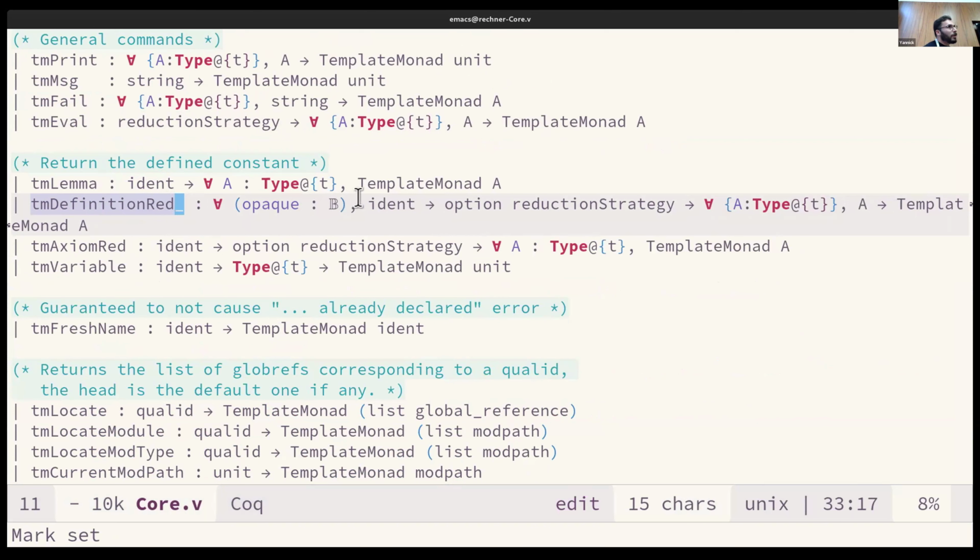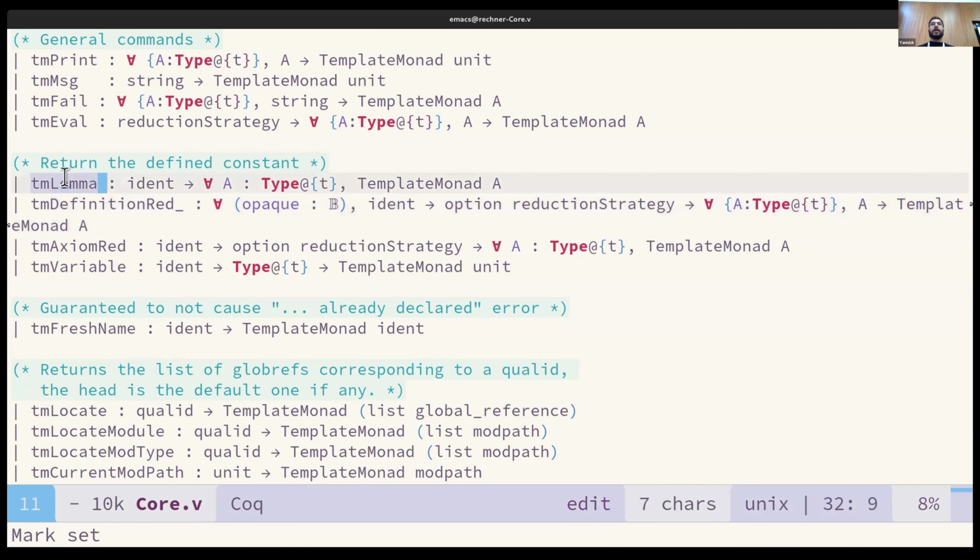So yeah, there we go. By giving an identifier, maybe a reduction strategy, and something you want to add to the global environment under this identifier. There's also the possibility to add axioms or to do a lemma, which is then going to open proof mode to fill the body of the lemma.